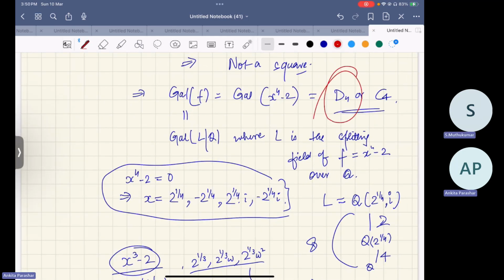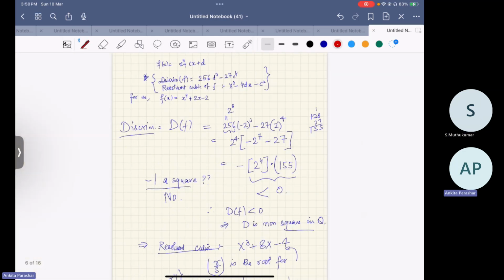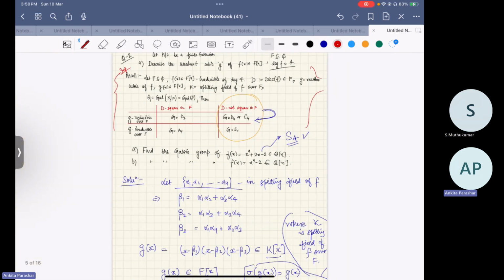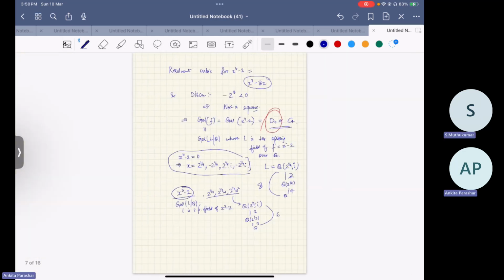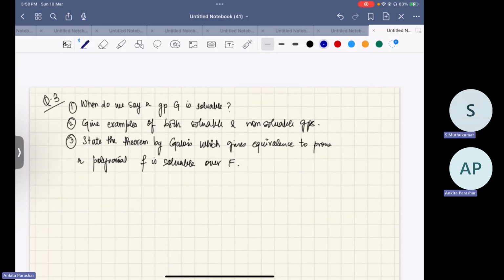So finally, this is the group. Sometimes it's not just the resolvent cubics and discriminants that are going to help. Sometimes your basic definition also helps. So for this group, this is D4. All right, I think we are done with this question. Let's go to question number 3.